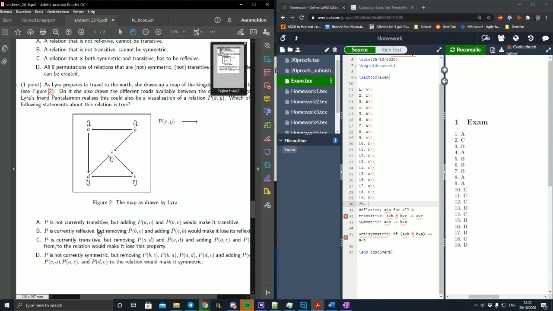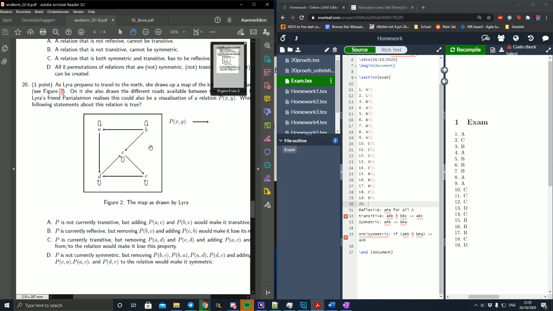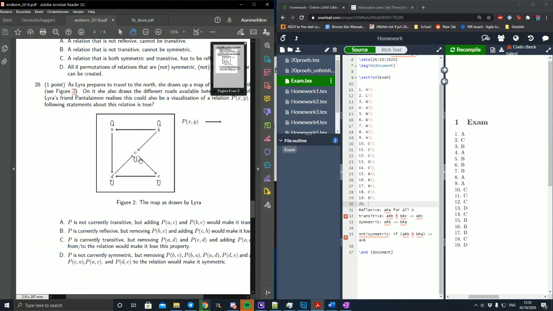It is currently reflexive. Yeah, that's correct. But removing B to C and adding C to D would make it lose its reflexivity. Well, no, obviously, because the only thing reflexivity has to do with is itself, and these two are not related to itself. So it doesn't matter what happened between these, as long as they all retain the fact that they lead to itself, then they're still reflexive. It's currently transitive. Well, this is false because we know it's not transitive.